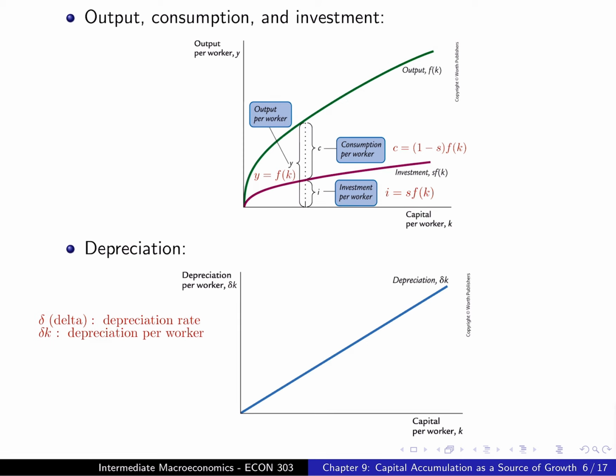The lower panel shows the depreciation function. Depreciation per worker is delta k, where delta is the depreciation rate and k is capital per worker. The depreciation line is linear because depreciation increases proportionally with capital stock.